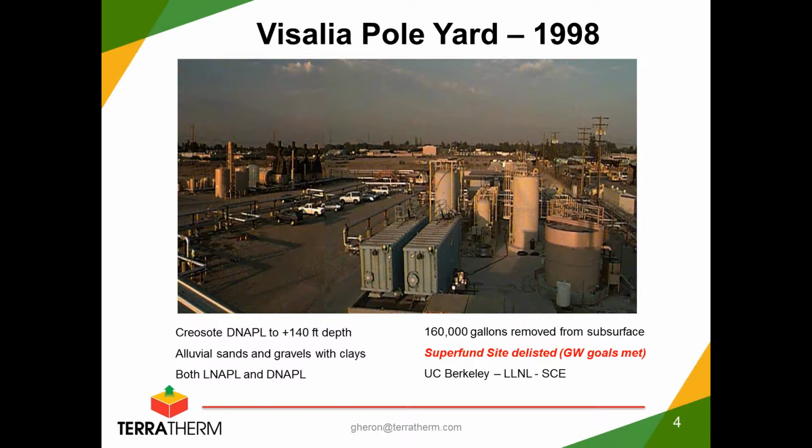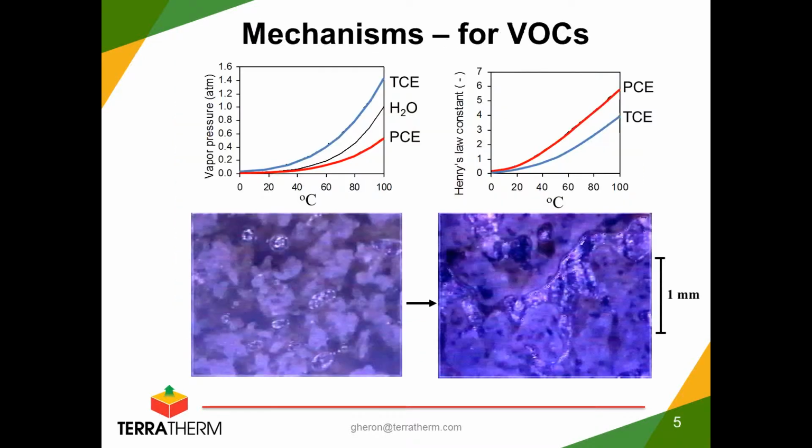Visalia pole yard is shown in the slide, went down to 140 feet. It was DNAPL, but when it got heated, some of the NAPL actually turned into LNAPL and was extracted as such. A total of 160,000 gallons was removed, and you see those blue frac tanks in the foreground here. 4 of those were basically filled to capacity with what was called brown yucky stuff, which was the NAPL that came out. So a huge, huge breakthrough project, and as I said before, at the end, groundwater goals were actually met in the compliance wells, and the site was closed, and no further action was needed from that site.